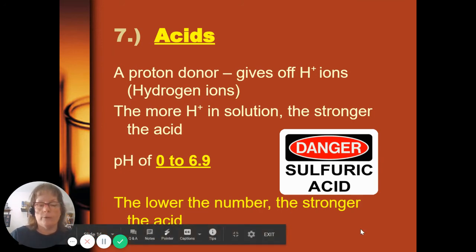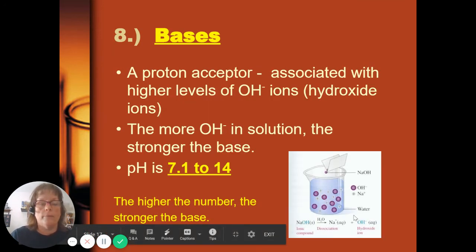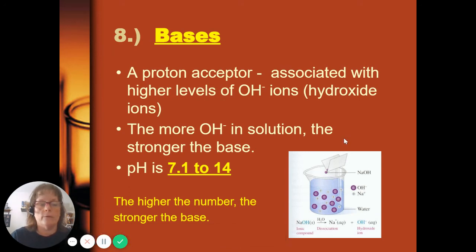But the lower the number, the stronger the acid. All right, bases. Bases are considered a proton acceptor, and they are associated with this ion here. It's called the hydroxide ion. So the ions are really important for you to remember which one's associated with which.